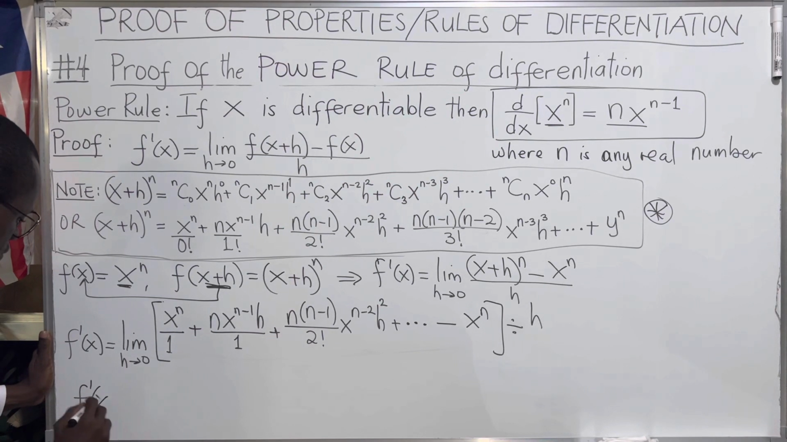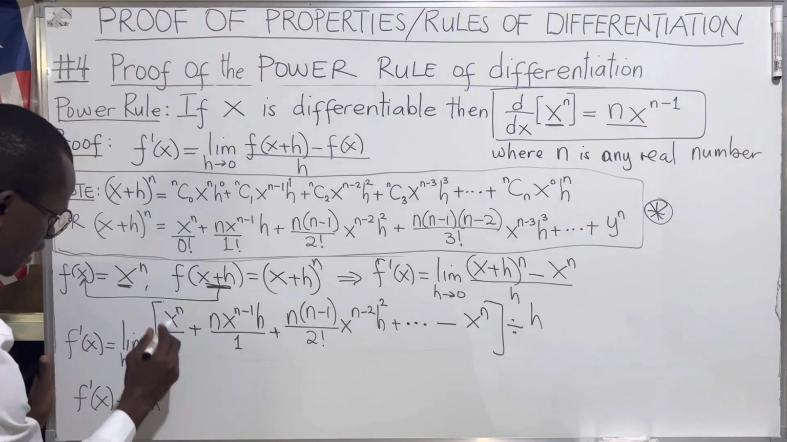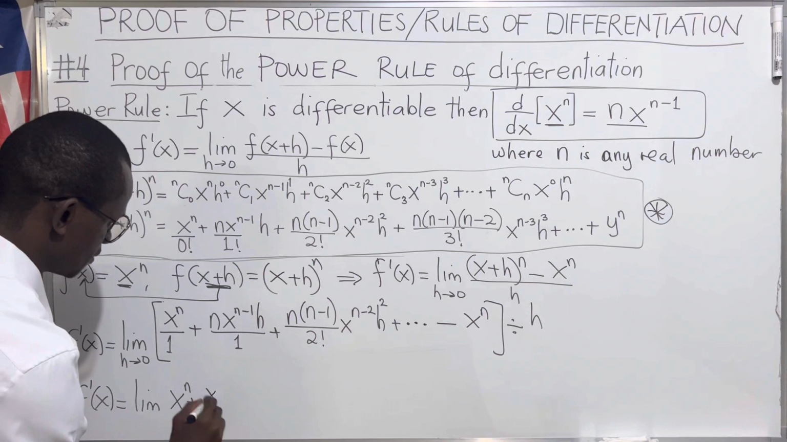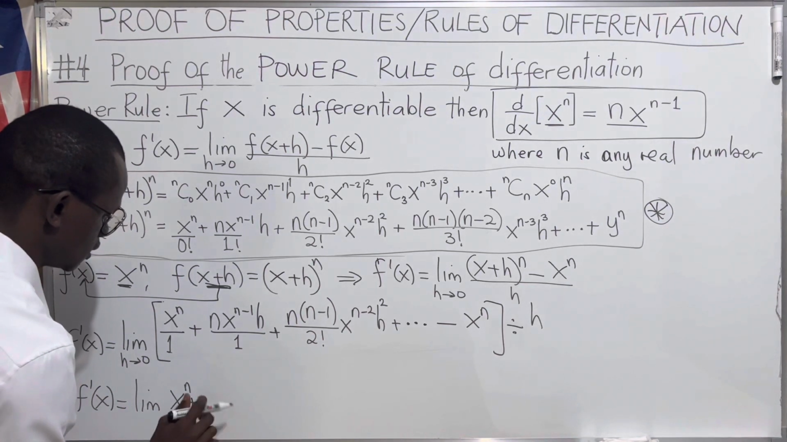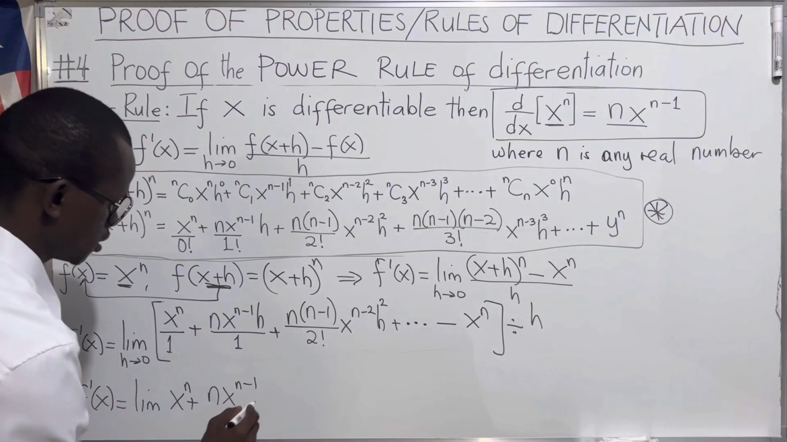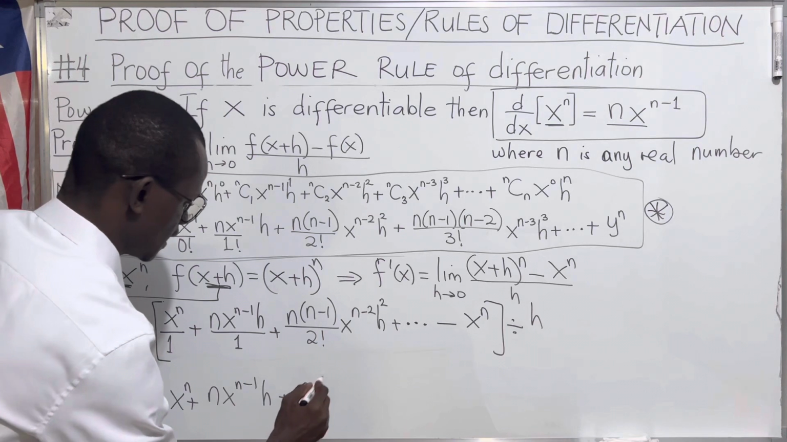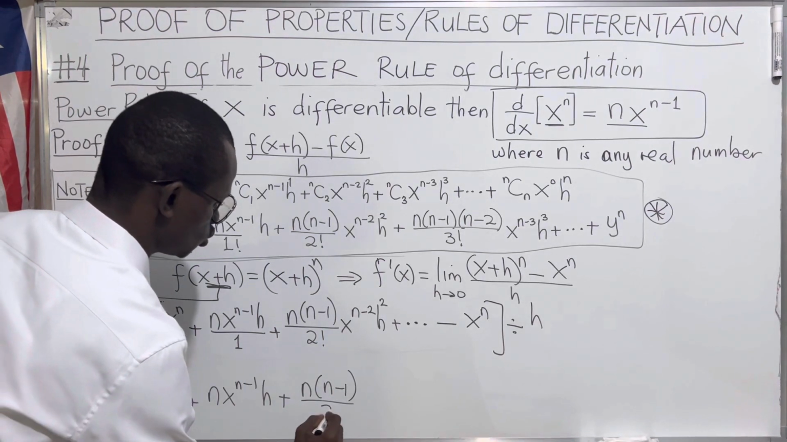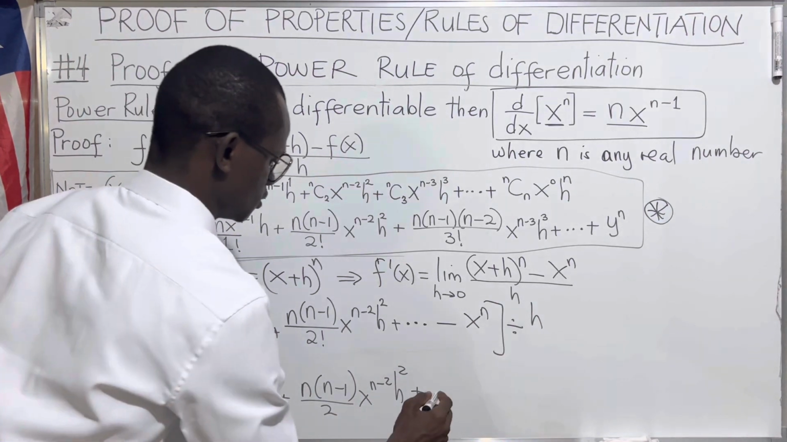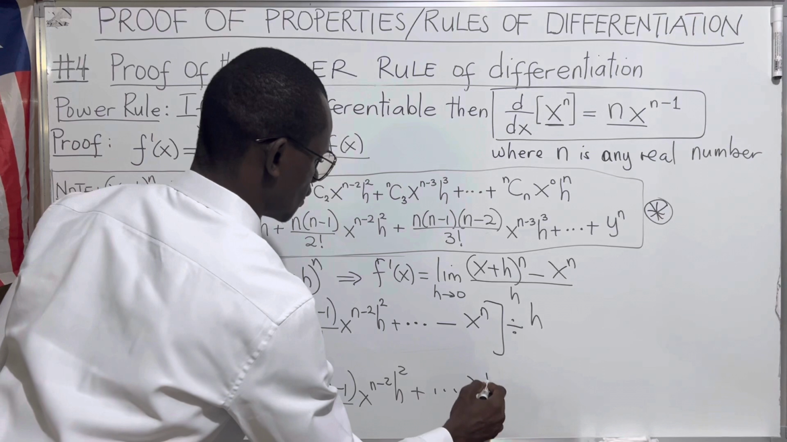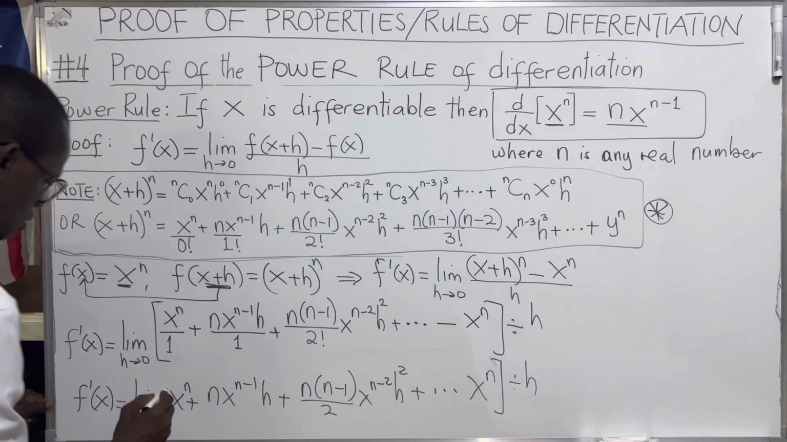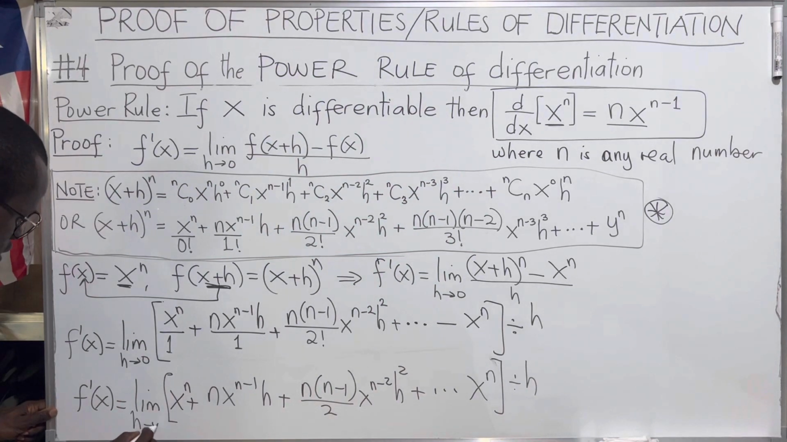So f prime of x, we further simplify it now. We have x to the power n plus n x to the power n minus 1 h plus n times n minus 1 all over 2, x raised to the power n minus 2, h squared plus dot dot dot, minus x to the power n, all divided by h, as h is approaching 0.